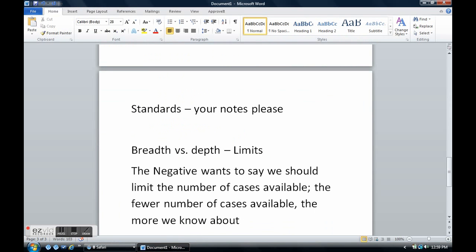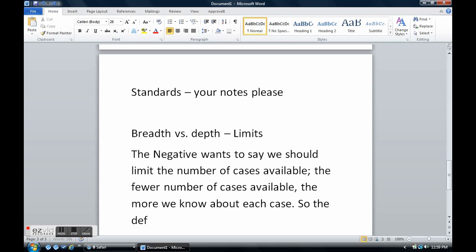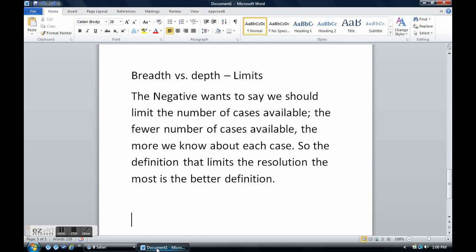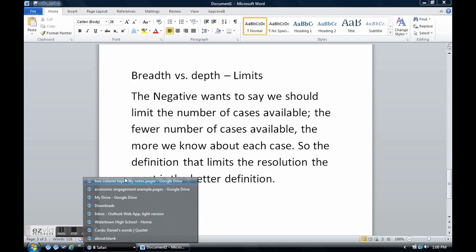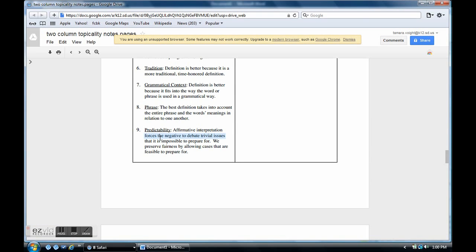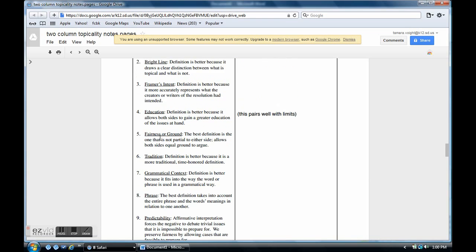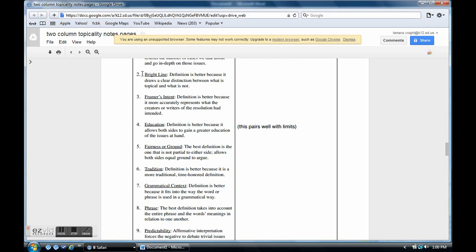Another standard, we'll finish breadth versus depth first, I guess. So you're looking for, again, how the definition limits the resolution or expands the resolution. How many cases can you run under that definition? The next standard we're going to look at is bright line.